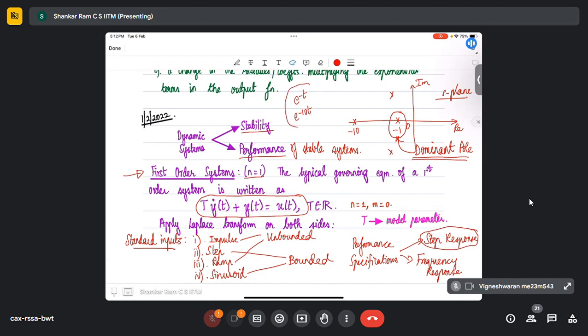Why? The logic is this, right? Because the exponent will be smaller in magnitude, and that's why they are going to influence the response for a longer time. That is the reason we look at quantifying performance using some parameters by looking at equivalent lower order systems. See, in real life, we are never going to get only first order and second order systems, right?